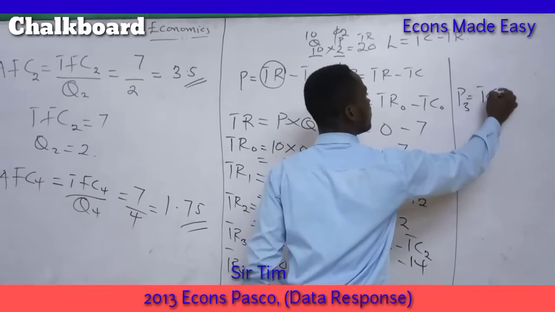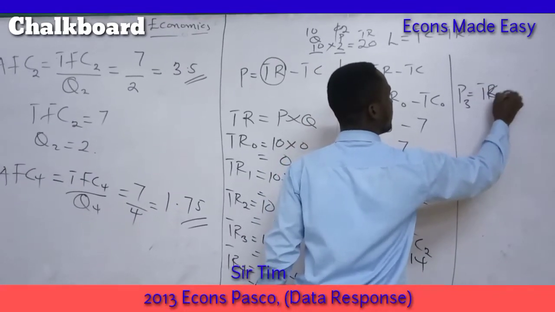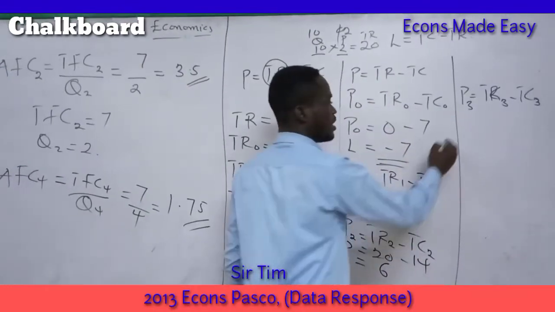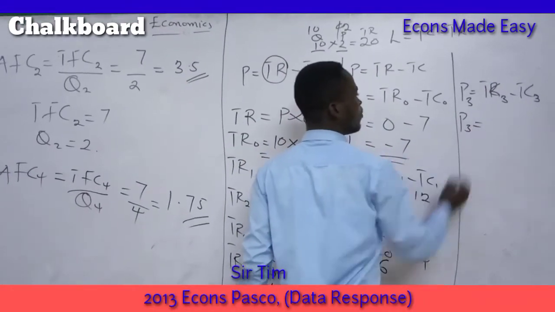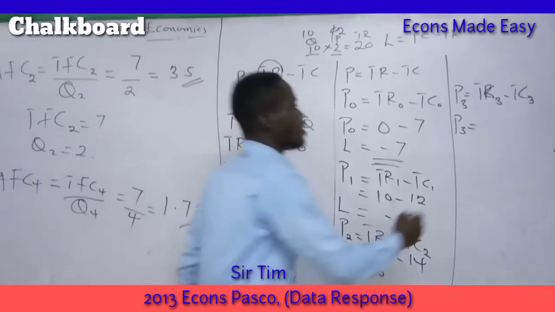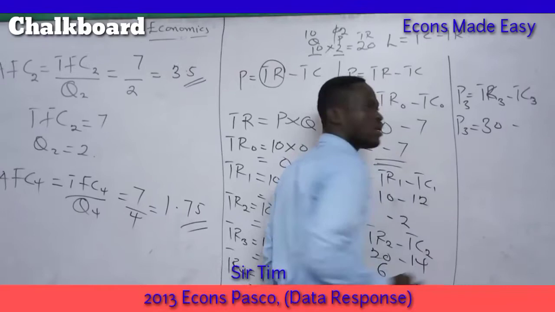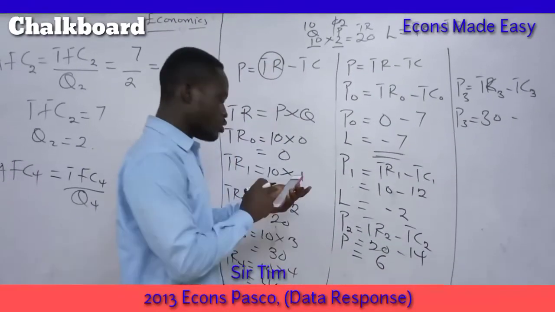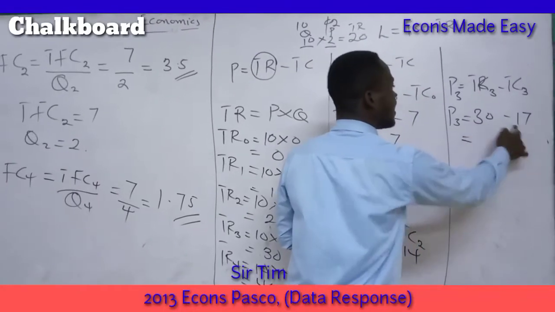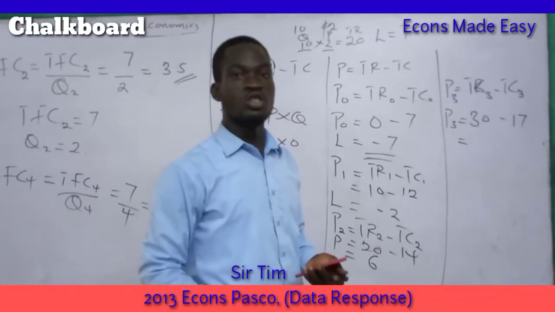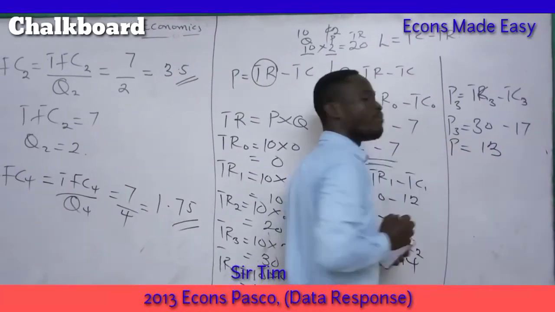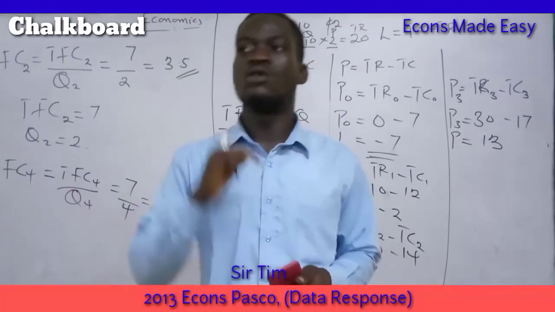We are going to get total revenue of output 3 minus total cost of output 3. So our profit of output 3 is going to be, what's our total revenue for output 3? It is here. It's 30. So we are getting 30 minus, what is our total cost of output 3? It's going to be 17. And so 30 minus 17 is going to give us what? 13. And this one too is giving us what? A profit, because the answer is now positive.